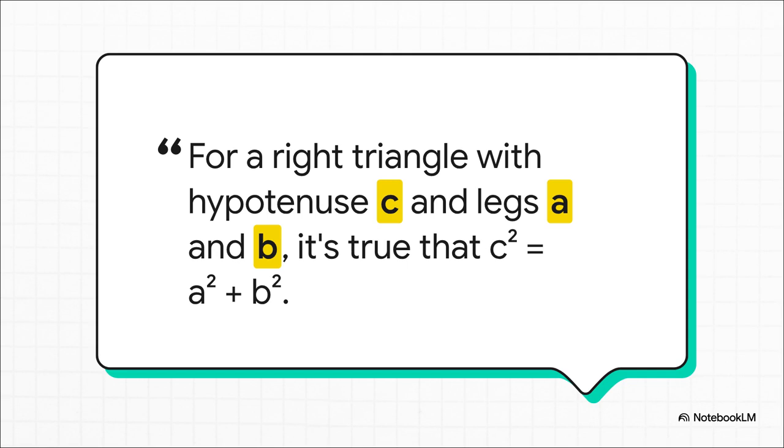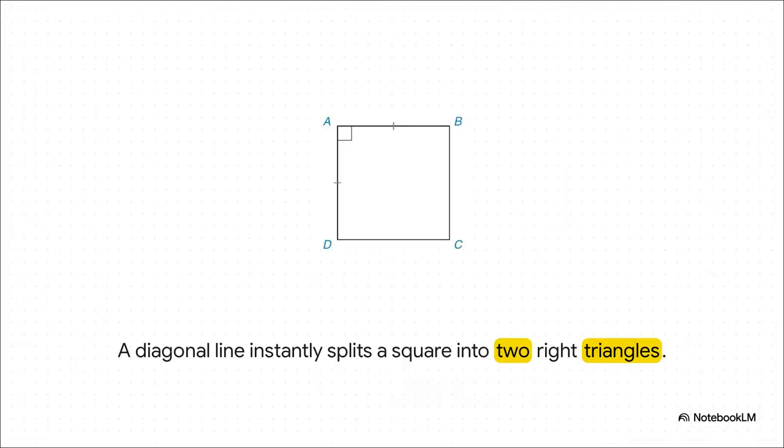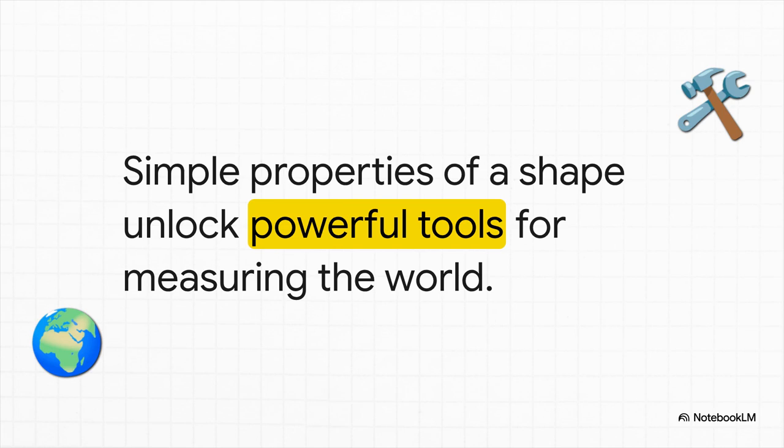It gives us this incredible way to find the length of a missing side if we just know the other two. So where do we find a right triangle? Well, just look back at our square or our rectangle. The second you draw a diagonal line, you perfectly split the shape into 2 right triangles. The 2 sides of the square become the legs A and B, and that diagonal you drew becomes the hypotenuse, C.